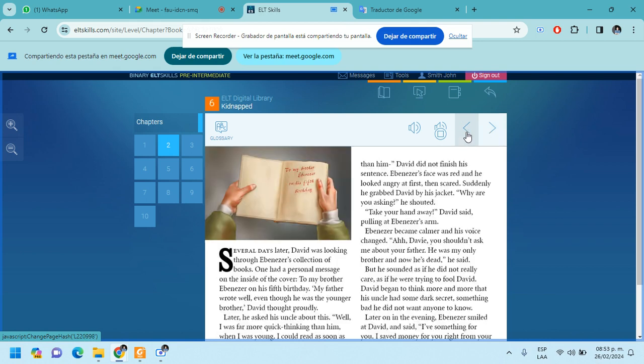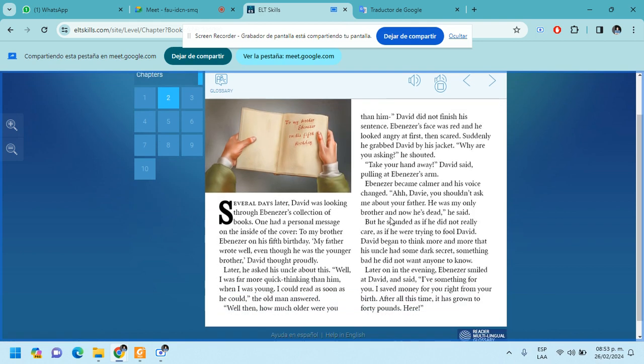In chapter 2, okay, let's see. Oh, what did his uncle, Mr. Ebenezer Belfort, give to David? He gave some money, yeah? How much was it? How much money was it? Le dio algo de dinero, no? ¿Qué le dio? How much?